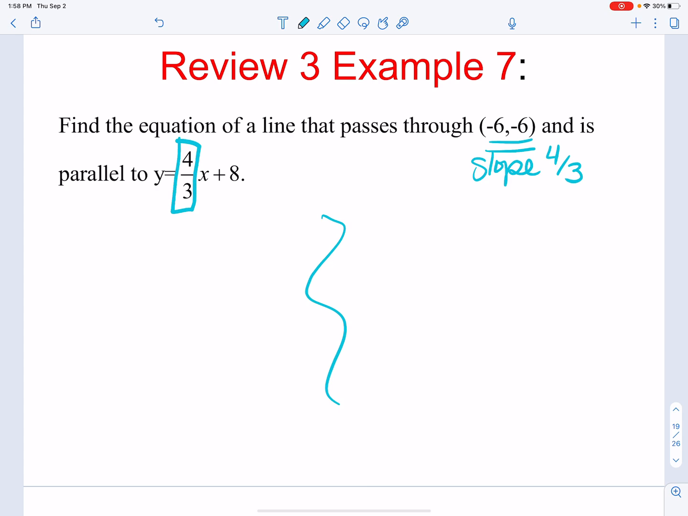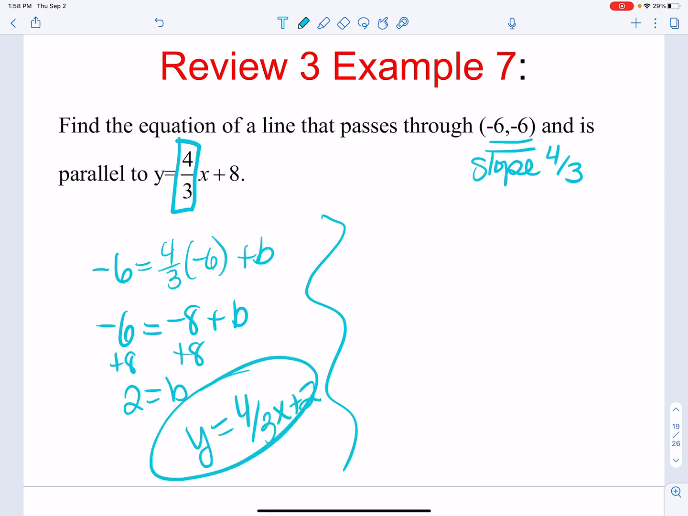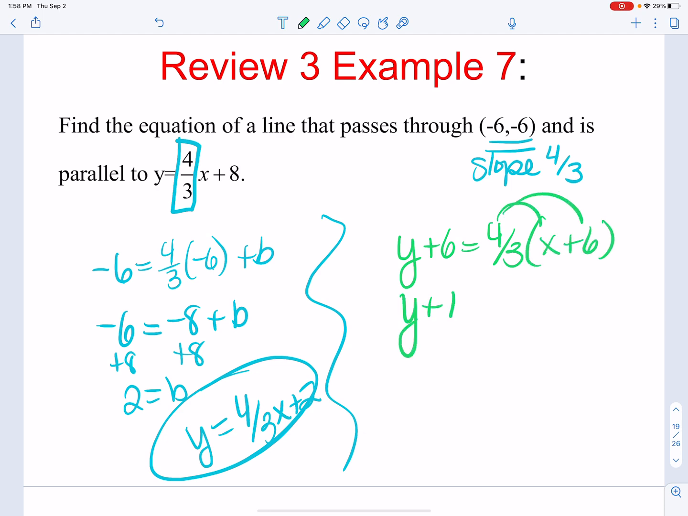So now I can do y equals mx plus b. So that would be negative 2 times 4. So that's a negative 8. Add 8, and I get 2. So y equals 4/3 x plus 2, right? Or I could do the other method, which is y minus the y value equals m times x minus the x value.